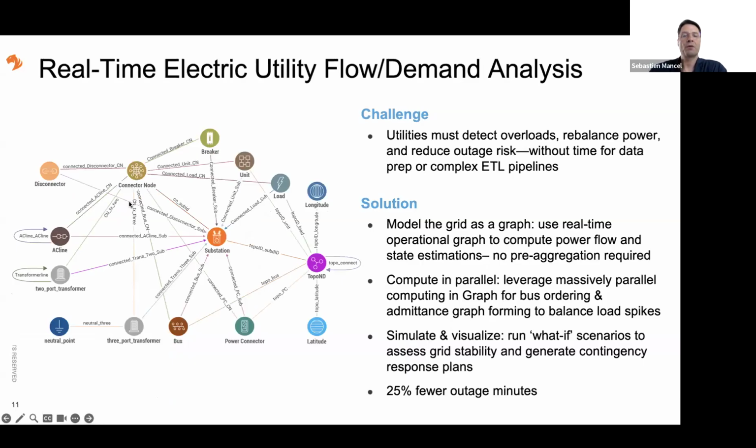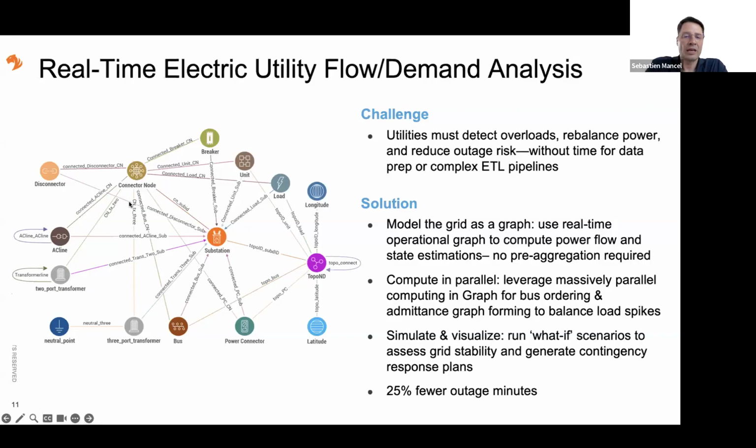So here's an example from the utility sector, specifically real-time management of electric grids. Electric utilities face an enormous challenge. They must detect overloads, rebalance power, and reduce outage risks, often in real time. And they need to do this without lengthy data prep or complex ETL pipelines. And this is where graph technology can be transformative.